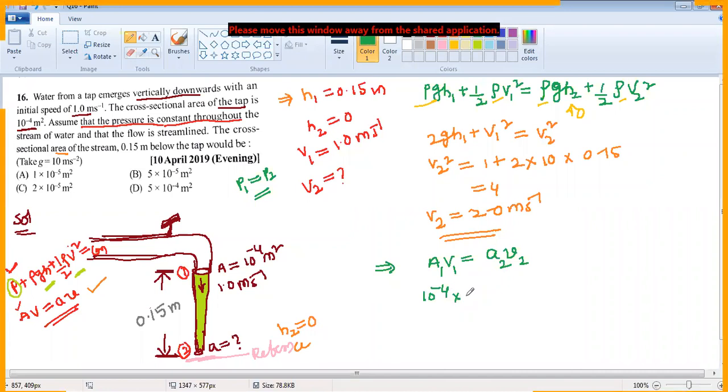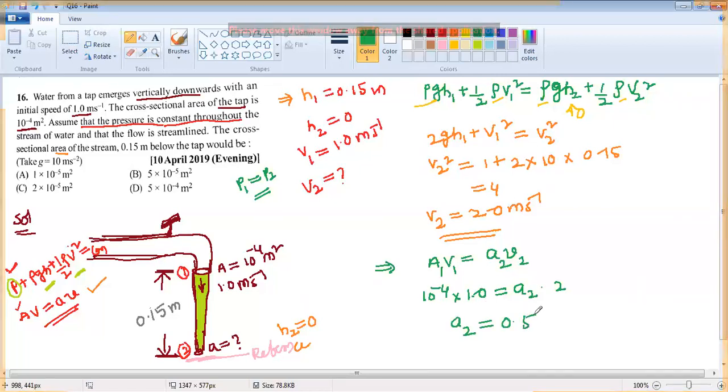Into V1, which is 1 only. A2 we don't know. V2 is 2. Then what is the answer? A2 is equal to 0.5 into 10 power minus 4, that is 5 into 10 power minus 5 square meter.